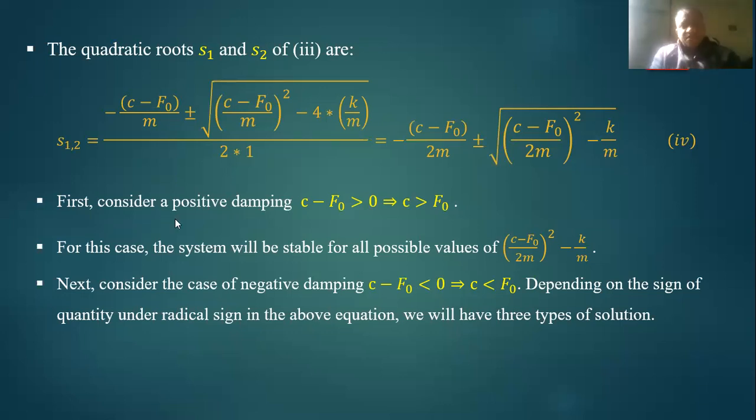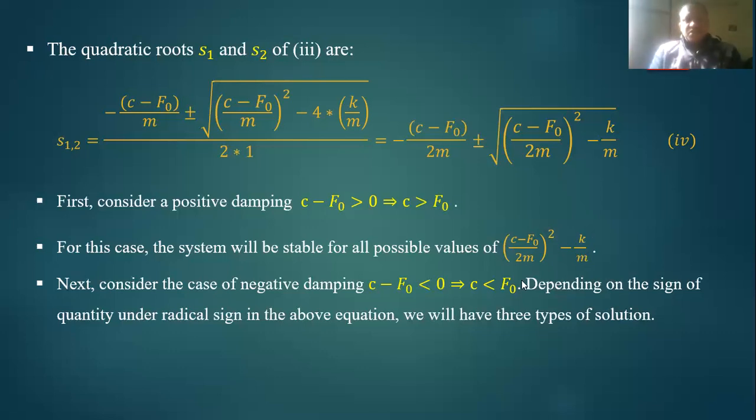First, consider positive damping. Now, what we are talking about is the damping. In the previous case, what we discussed was the stiffness. Now it is about the damping. So, considering positive damping, that means c greater than f naught, the system will be stable for all possible values of ((c minus f naught) over 2m) the whole squared minus k over m.